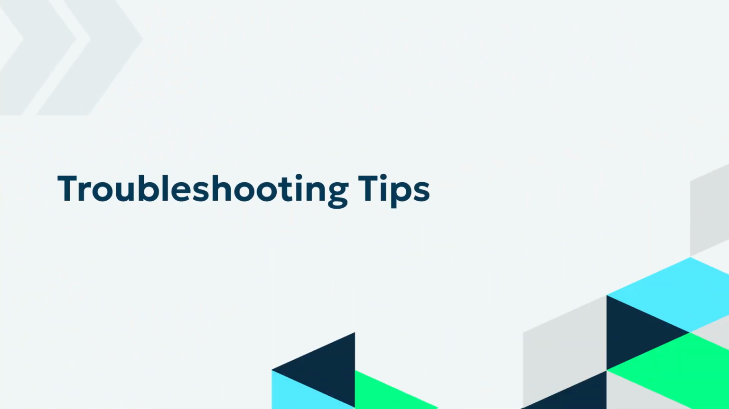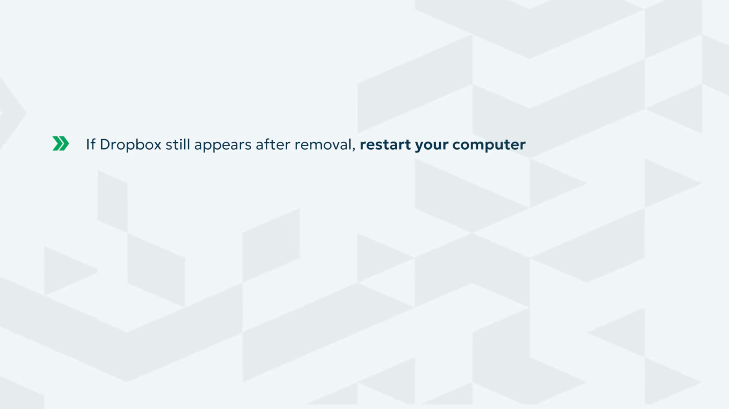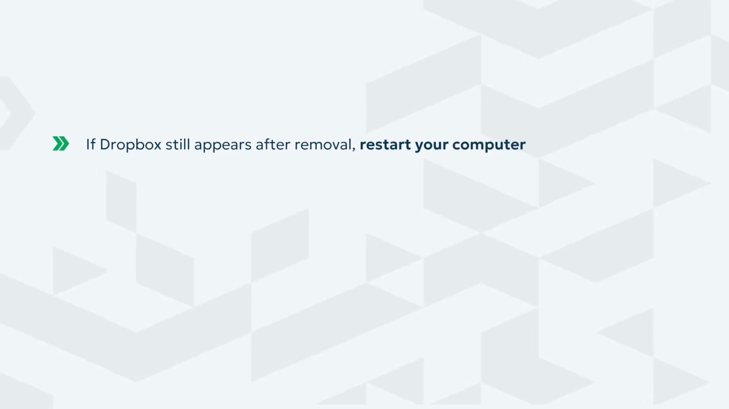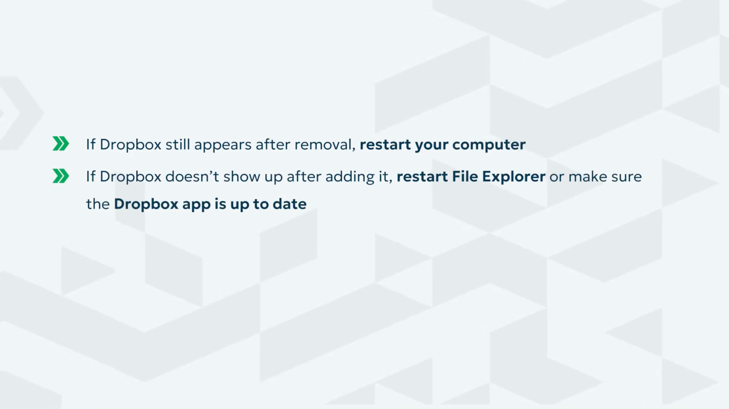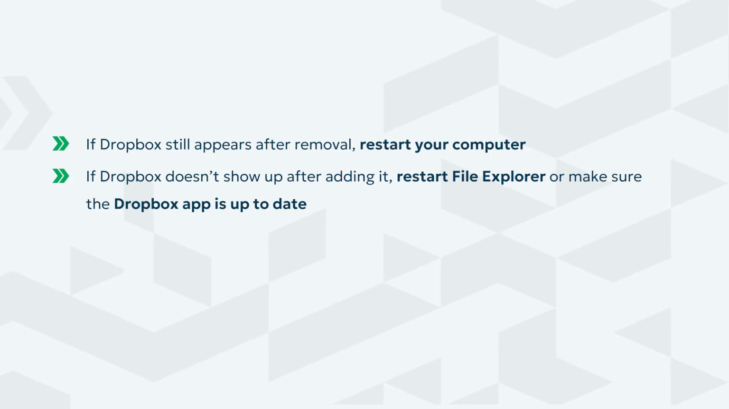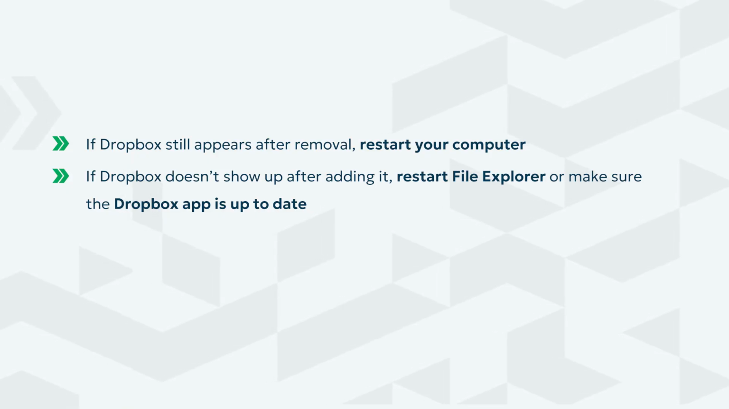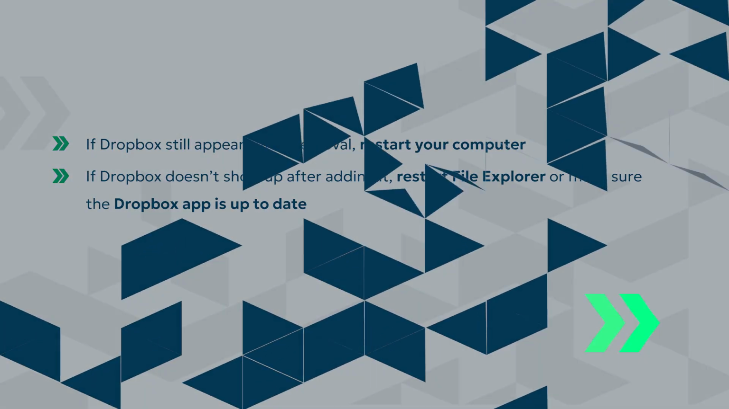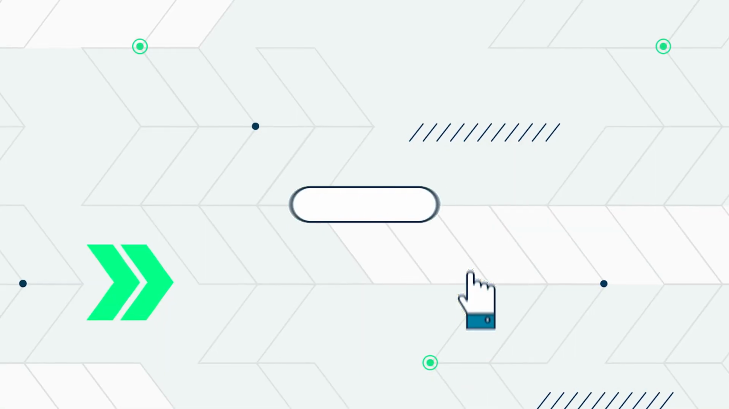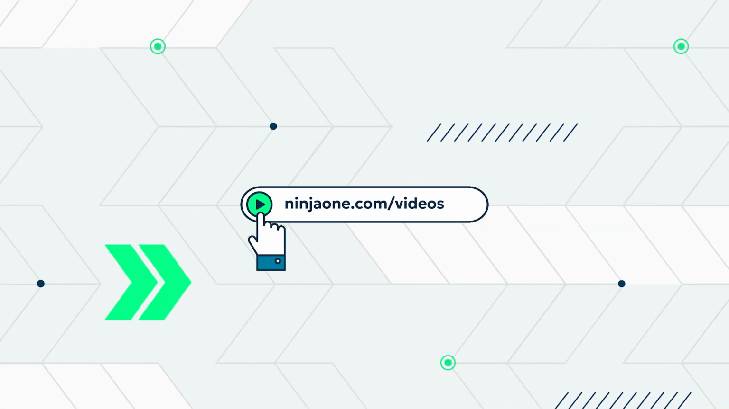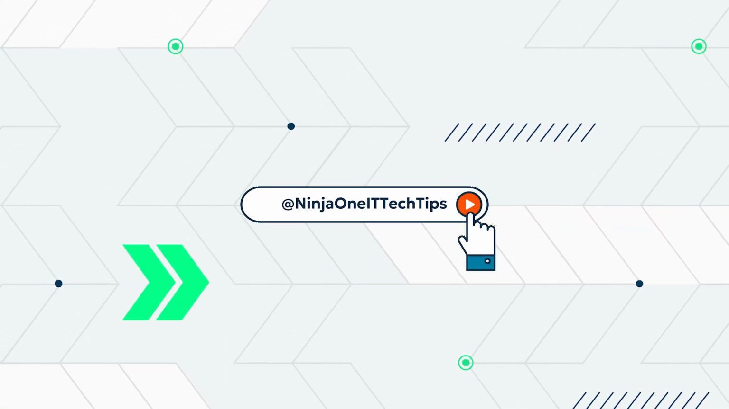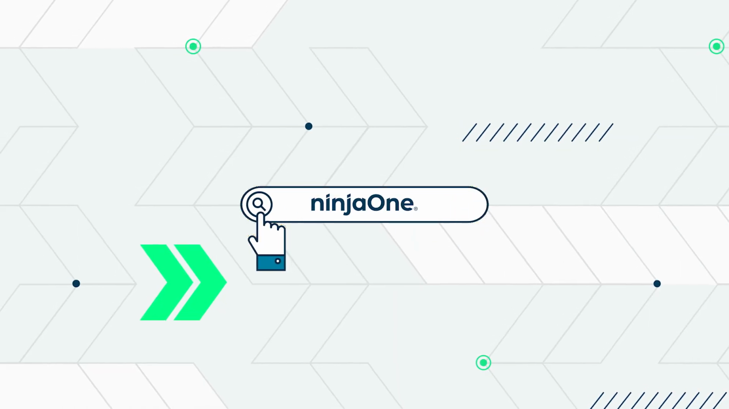Troubleshooting tips. If Dropbox still appears after removal, restart your computer. If Dropbox doesn't show up after adding it, restart File Explorer or make sure the Dropbox app is up to date. For more information, check out our official blog post on managing Dropbox in File Explorer, linked in the description below.